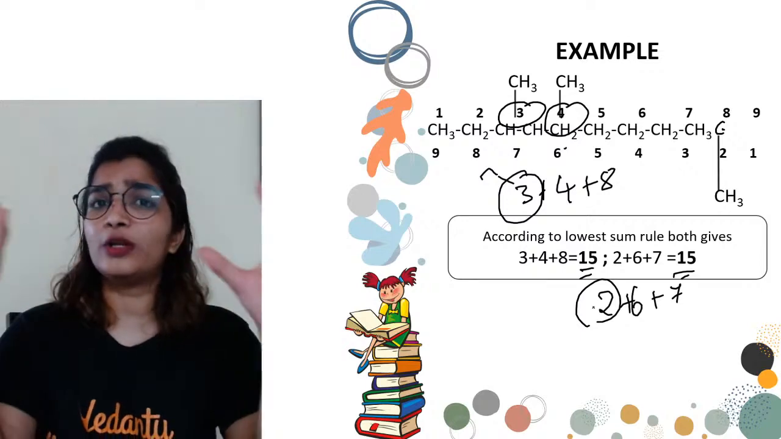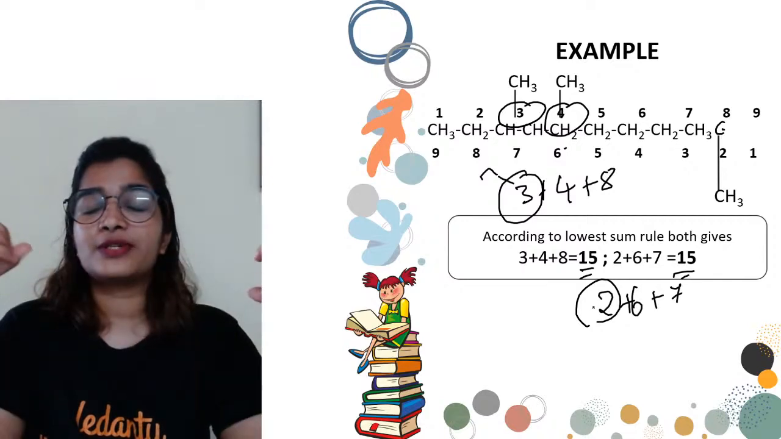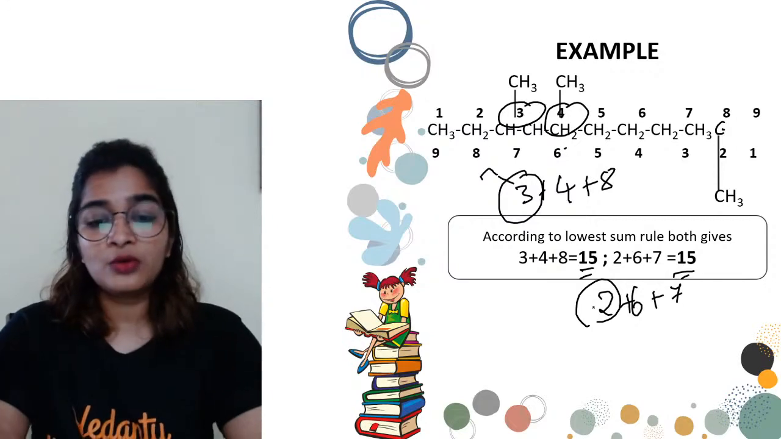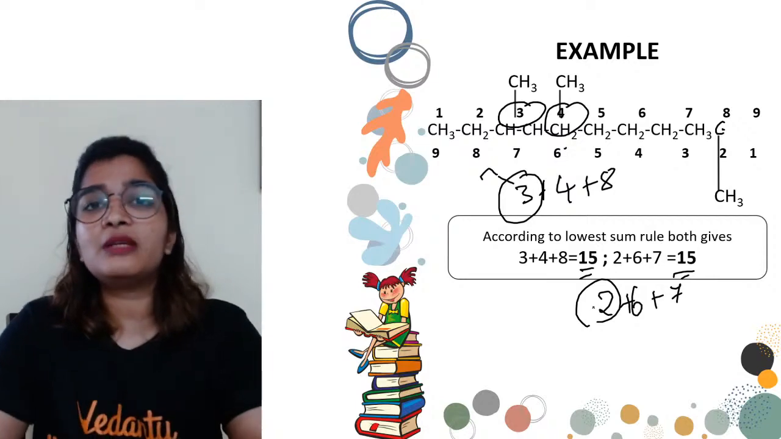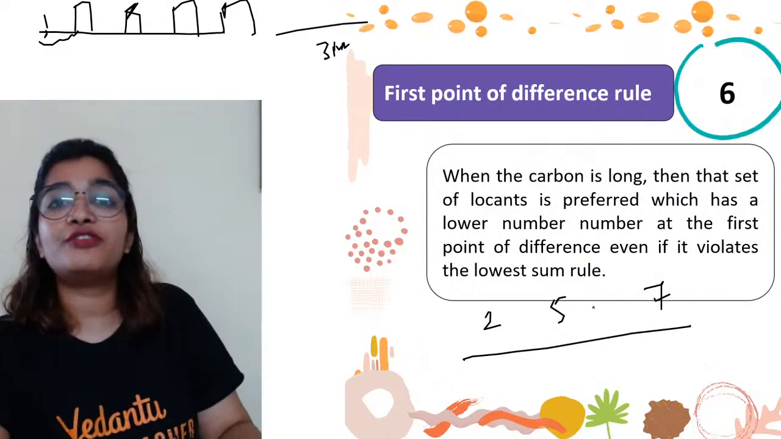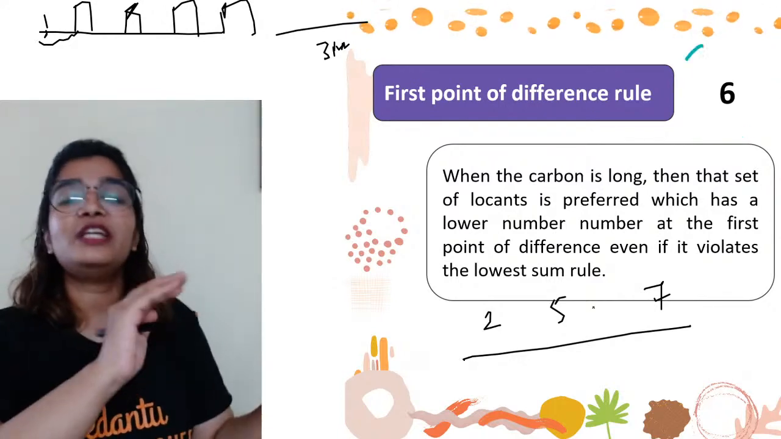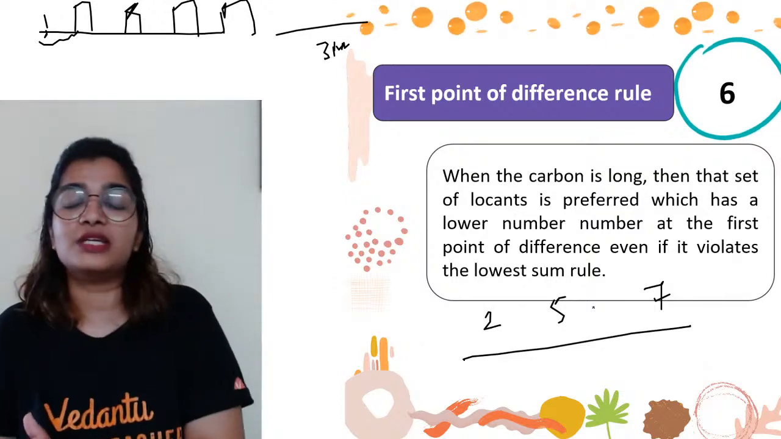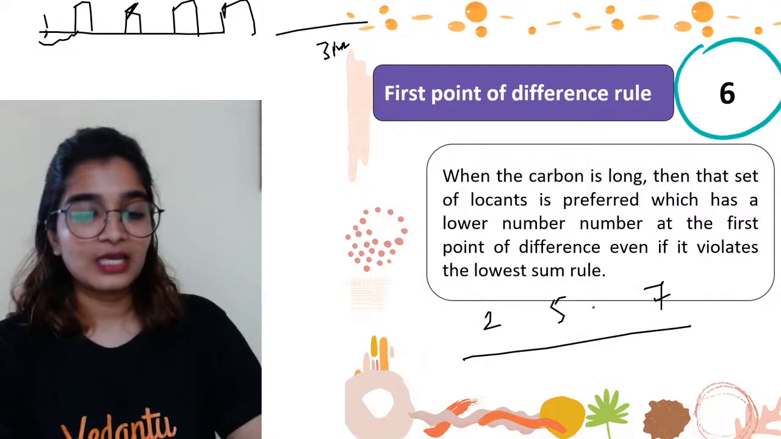And that's okay only when you have more than 2 substituents. Only when the compound contains more than 2 substituents can you go with this rule. Sometimes you will say, ma'am, I have followed all the rules but my answer is still wrong, because they would have applied the first point of difference rule and you would have gone with the lowest number rule. So please don't make any mistakes there. If there are 2 or more substituents, please follow this first point of difference rule. Clear?